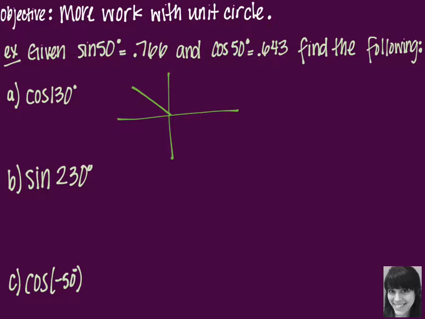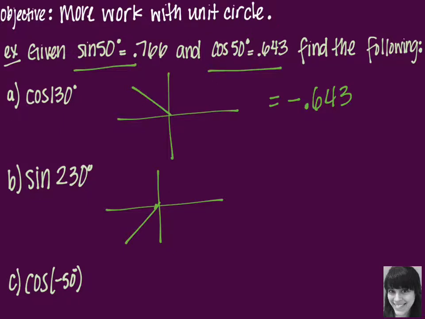So this is going to equal negative 0.643. Same thing with sine of 230. First we're going to draw where that is. 230 is over here. And in this quadrant, sine is negative again. And just to make sure that I'm doing the right one, 180 plus 50 is 230 degrees. So I can use what was given to us. So sine is going to be negative, so you have negative 0.766. Cosine of negative 50. So cosine of negative 50 is going to be over here. Cosine in the fourth quadrant is positive, so it's going to stay the same as 0.643.